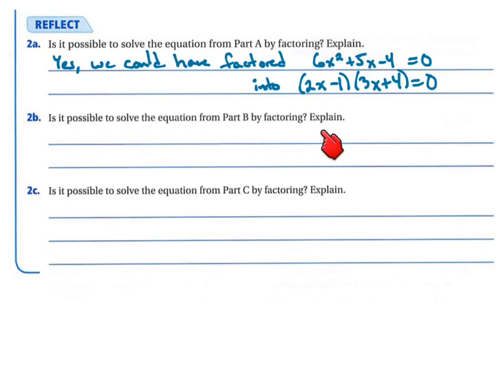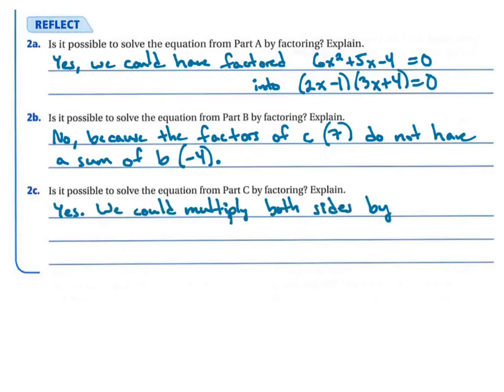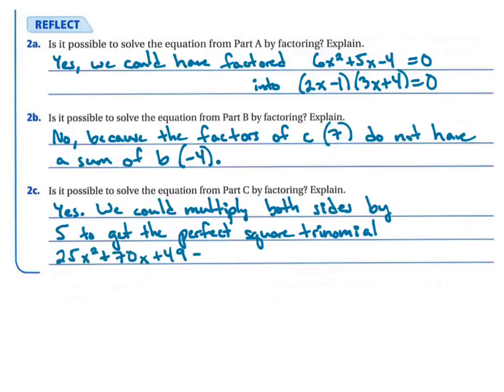Could we have solved the equation from part B by factoring? No. Because the factors of C, which is 7, don't have a sum of B, which was negative 4, we could have tried all night and we would never have gotten that factored. And is it possible to solve the equation of part C by factoring? Actually, yes. What we would need to do first is multiply both sides of the equation by 5. And then we would have gotten a perfect square trinomial. And then we could have factored that.